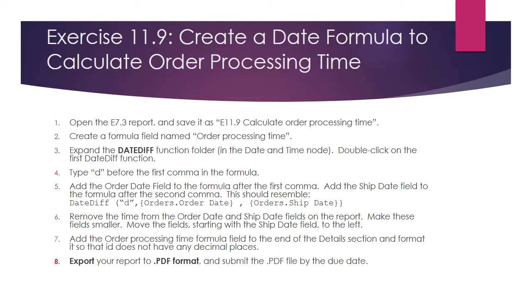And we'll make those fields a little bit smaller. We'll shift everything to the left, and then we can have some room to add our order processing time formula. And we'll go ahead and add that in. And we're only interested in whole days, not fractional days, so we'll adjust the formatting to eliminate any decimal places. And at that point, the exercise will be complete, and we can go ahead and export it to PDF to submit for a grade.